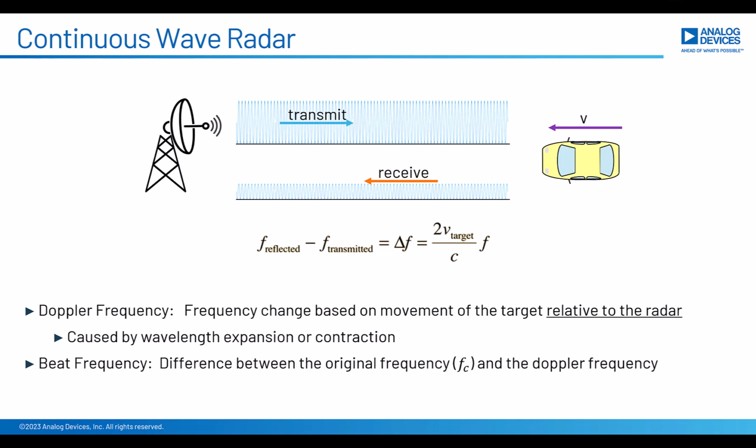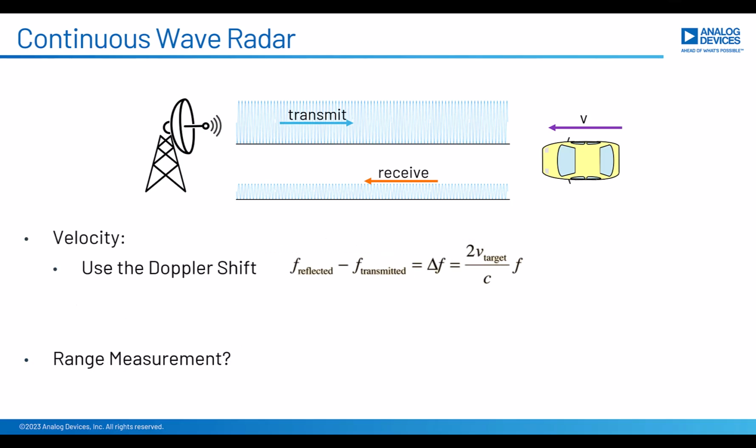RF waves, as they bounce off a moving target, will shift in frequency. So if an object is coming towards you, it will shift higher in frequency. If it's moving away from you, it will shift lower in frequency. And we usually don't care what the exact frequency is. We only care what the beat frequency is. The beat frequency is the difference between what you transmitted and what you received. And that beat frequency is equal to 2 times the velocity of the target times the transmitted frequency divided by the speed of light. So we can make our radar using this principle.